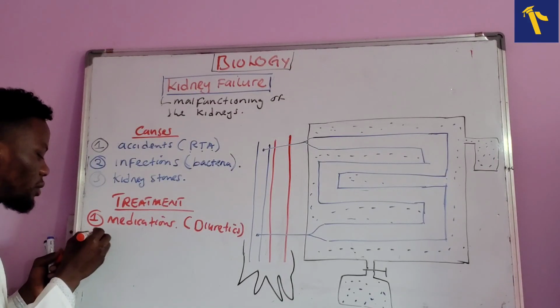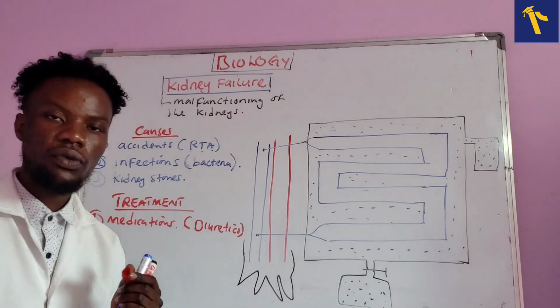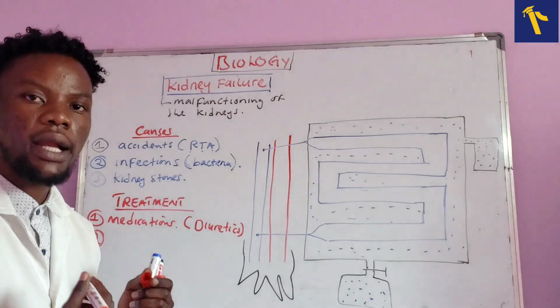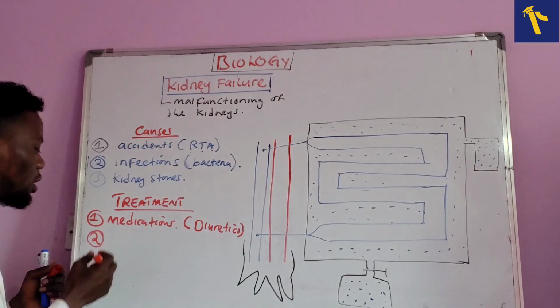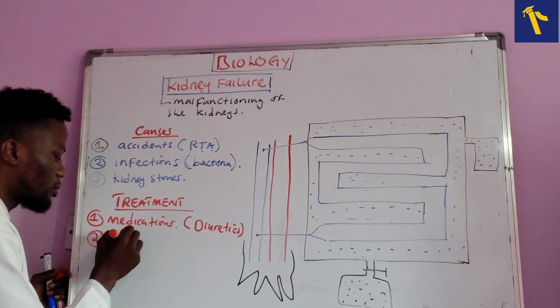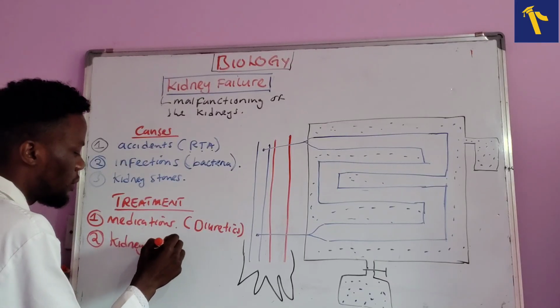Apart from drugs, we can also use another way of treating kidney failure. What is that? The kidney machine, which we'll talk about now.